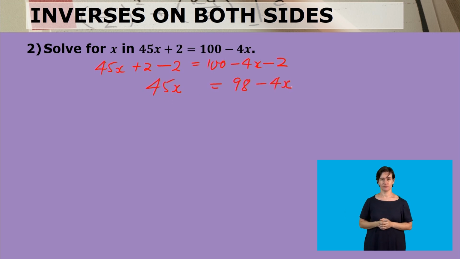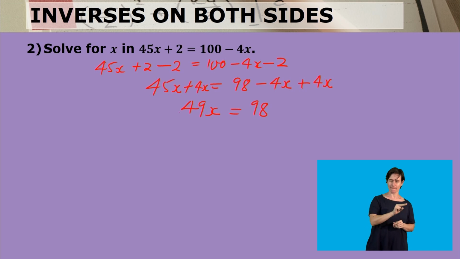And the additive inverse of 4x would be plus 4x, and plus 4x on the left as well. Remember, whatever we add on the left, we also add on the right. 4 plus 4 is 8. Let me start that. 8x equals 98.